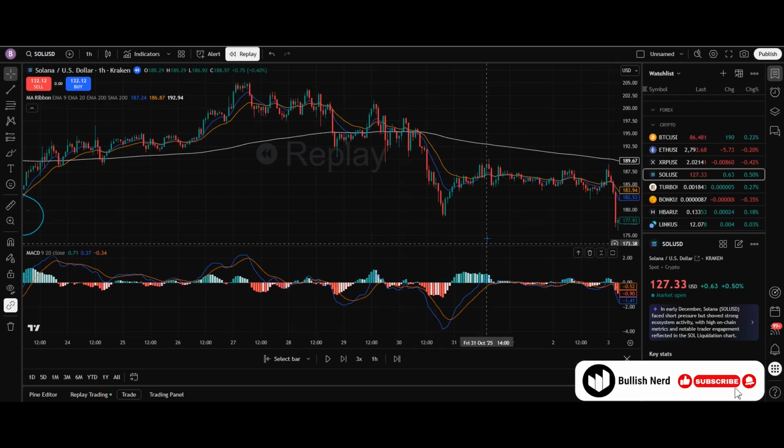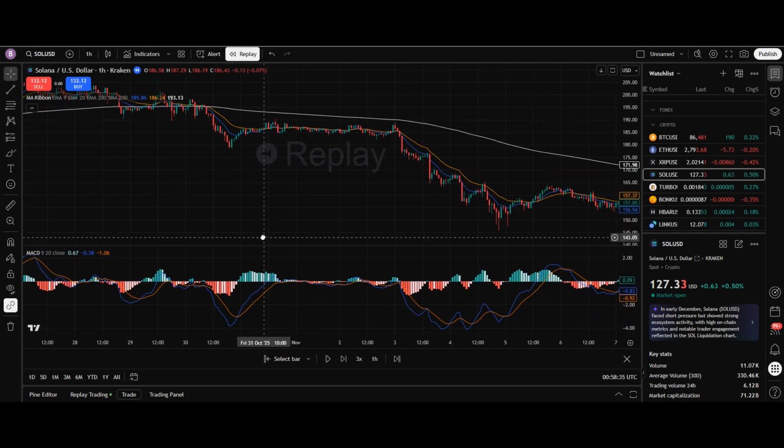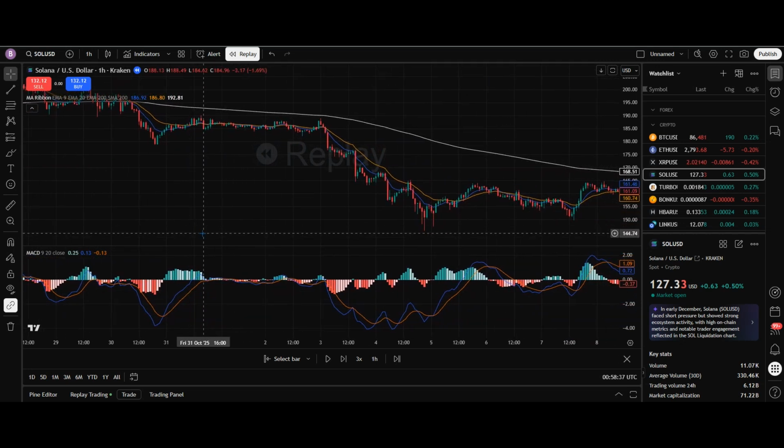So again, very useful concept and indicators to master. But that's pretty much it.